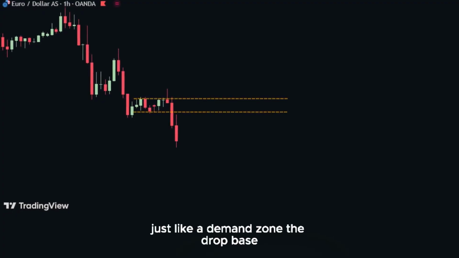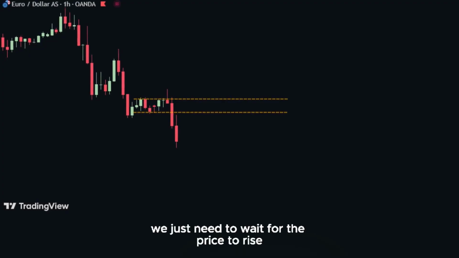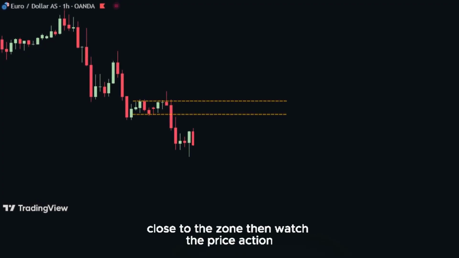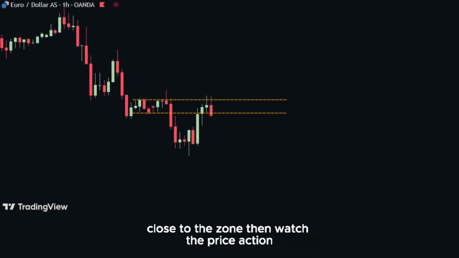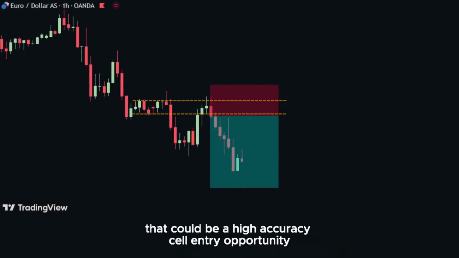Just like a demand zone, the drop base drop zone can be used when the price retests that area. We just need to wait for the price to rise close to the zone, then watch the price action. If there are signs of rejection, that could be a high-accuracy sell entry opportunity.